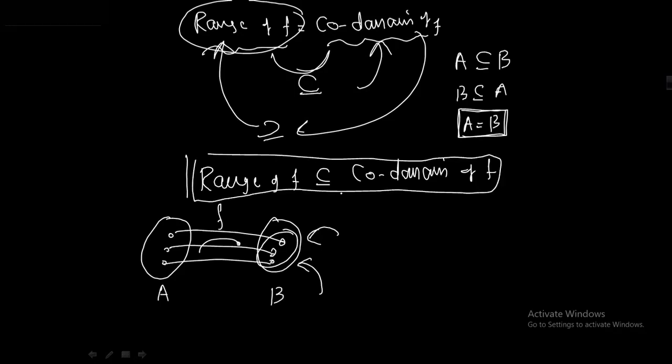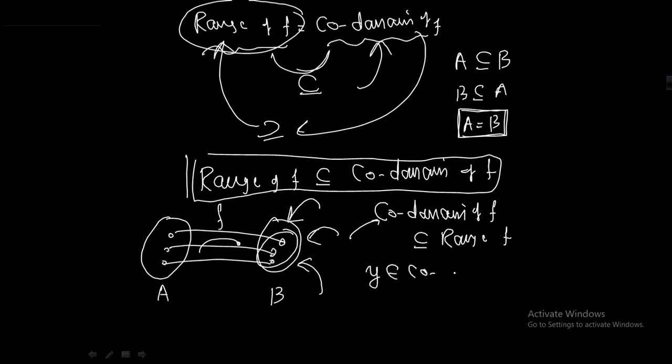Now we have to show that codomain of f is a subset of range. That means if you choose any element from the codomain, that means the second set, Y, then to show Y belongs to range. Any doubt? Yes or no?